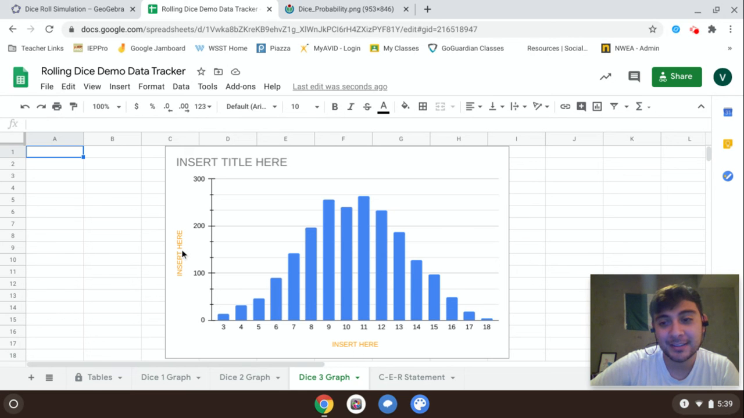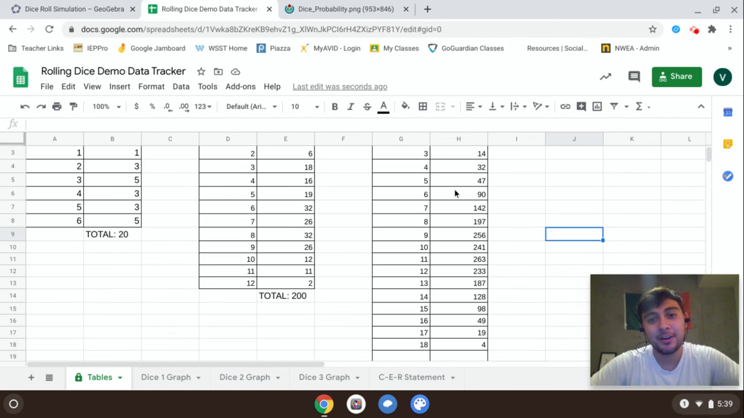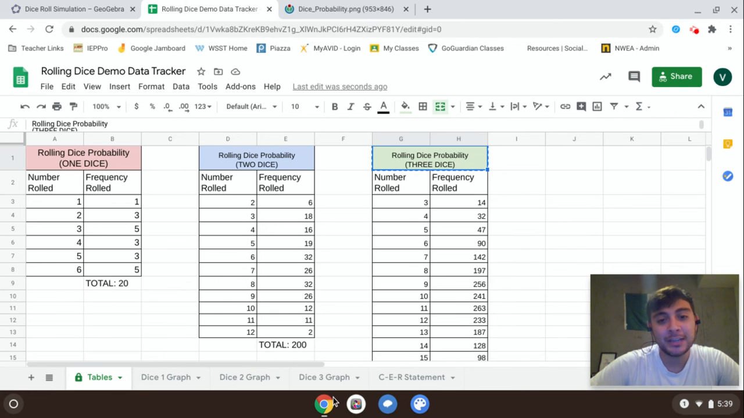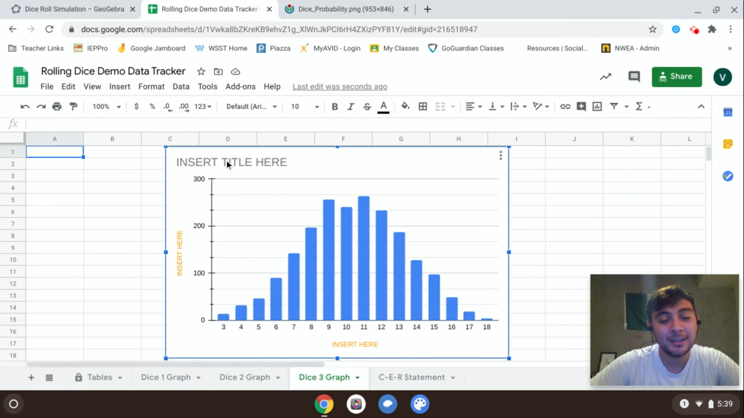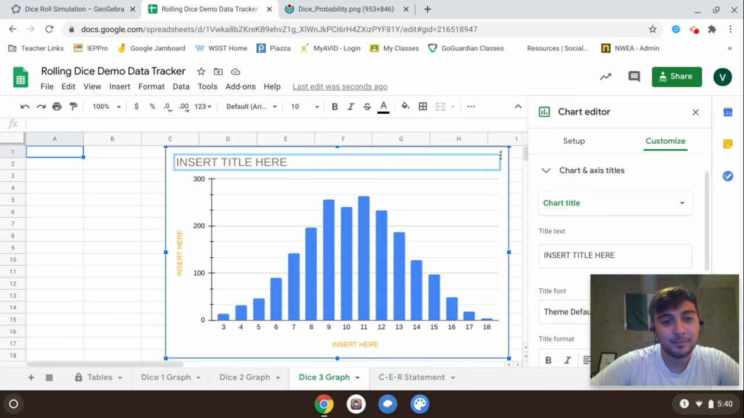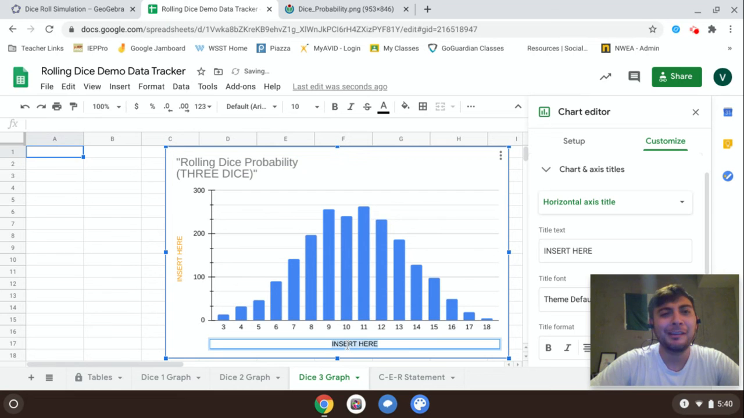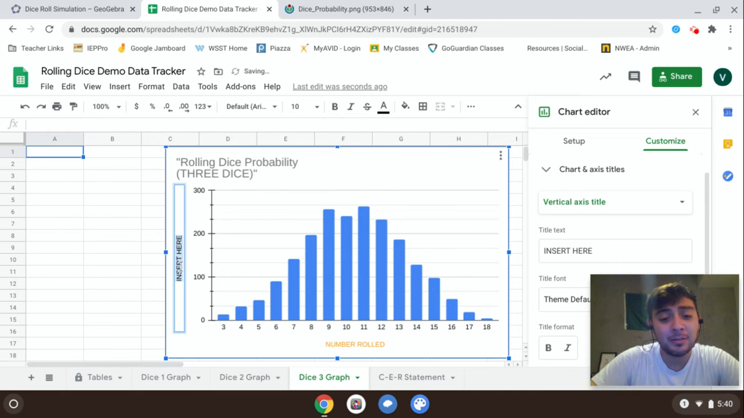Same thing applies here, guys. So if I click right here, I know my title is now the rolling dice probability, but now it's going to be 3 dice. I know that my x-axis is number rolled. And my y-axis while I'm recording is the frequency. How often do those numbers come up? Let me spell frequency. Frequency rolled. Boom. And there you have it.